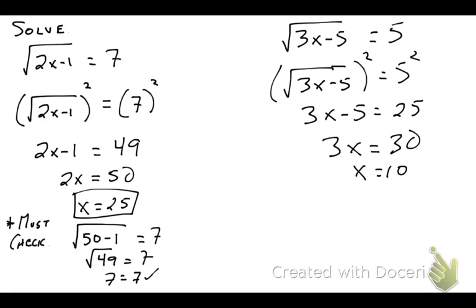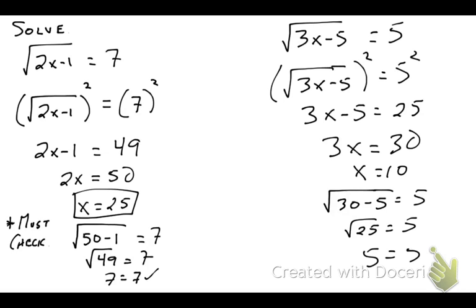If we plug this in, we happen to get the square root of 30 minus 5. And 30 minus 5 is 25. The positive square root of 25 is 5. This one happens to check out as well.